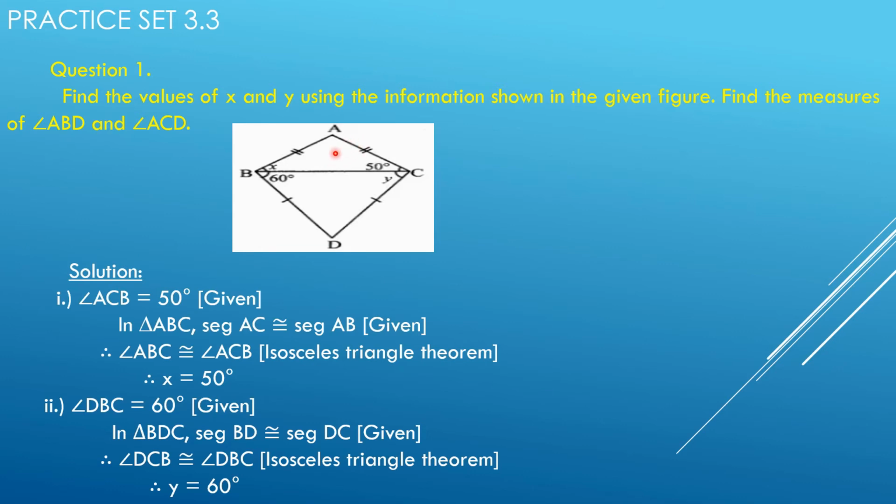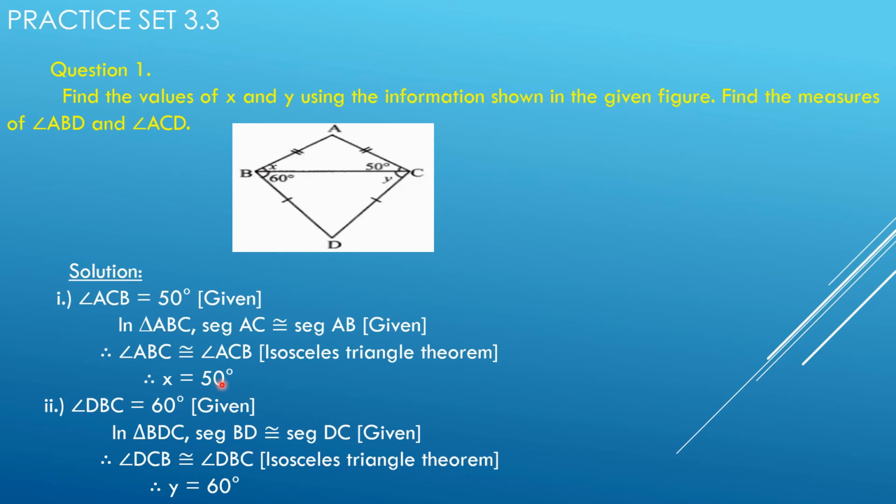You have already learned the isosceles triangle theorem. That is, if two sides of a triangle are congruent, then the angles opposite to them are also congruent. Therefore, angle ABC congruent to angle ACB. And angle ABC is equal to x. Therefore, x is equal to 50 degree.